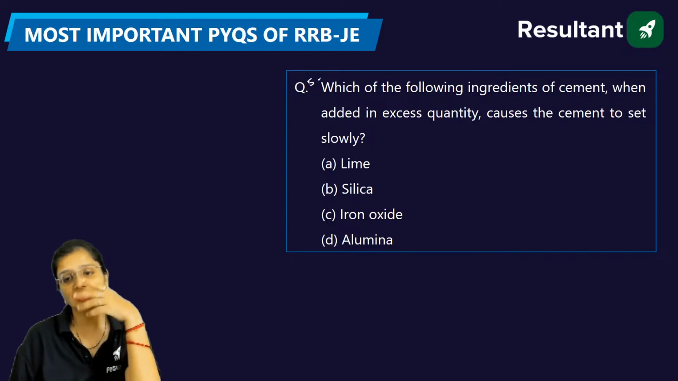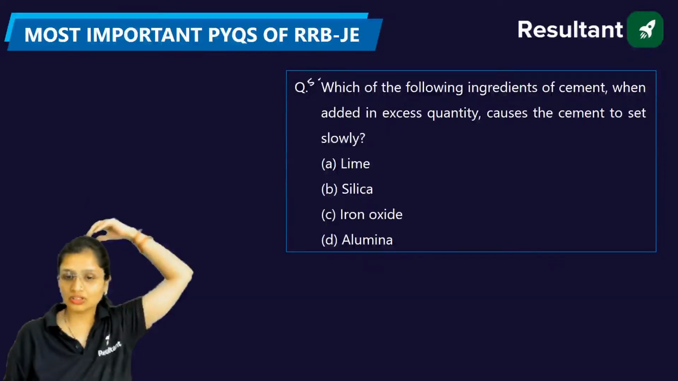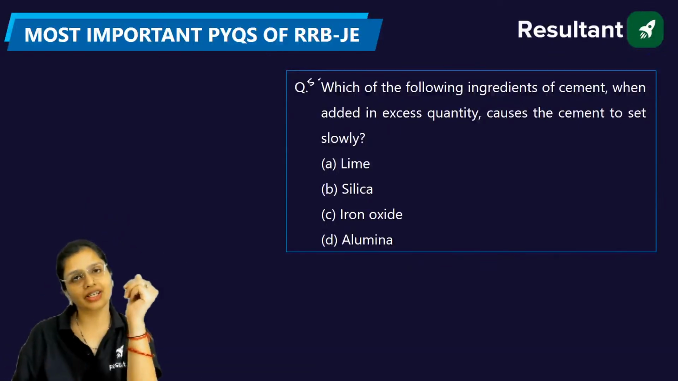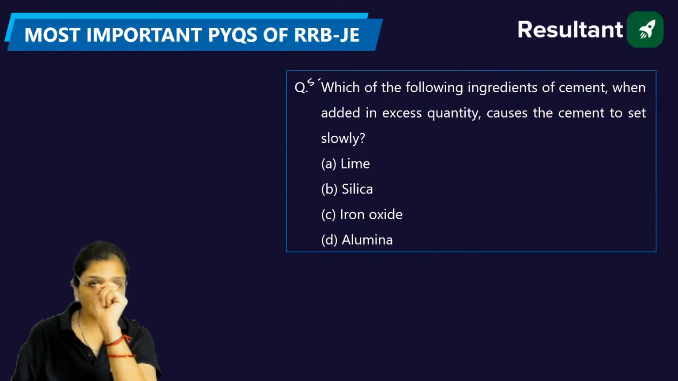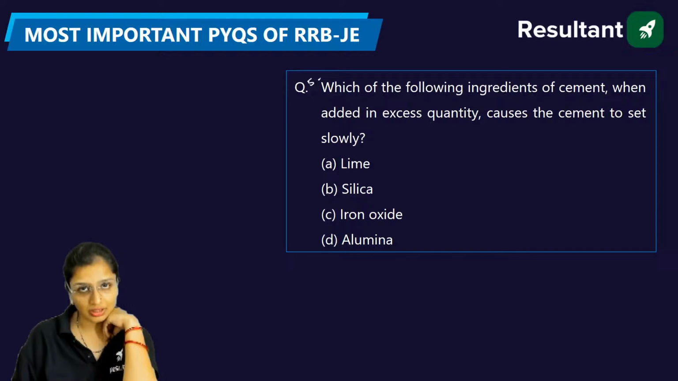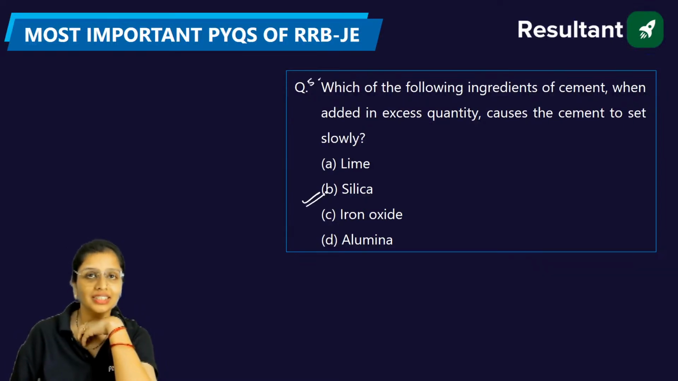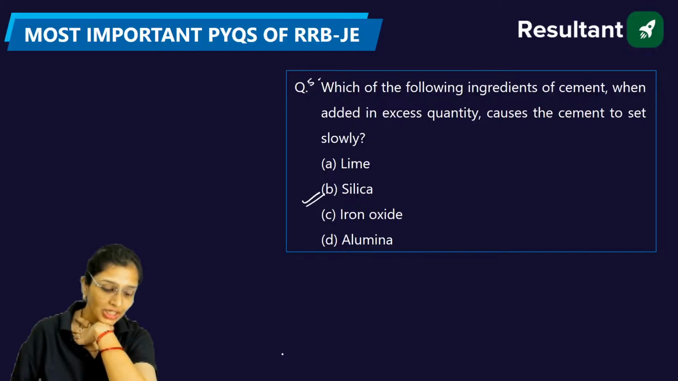Come on, guys. This is a very common question. Ingredients of cement, lime, silica, these all are the ingredients of cement. But it is asking which is the ingredient which, added in excess, causes the cement to set slowly. Correct, very good, Vishnu. Silica, if it is added in excess quantity, will increase the setting time and the cement will set slowly.